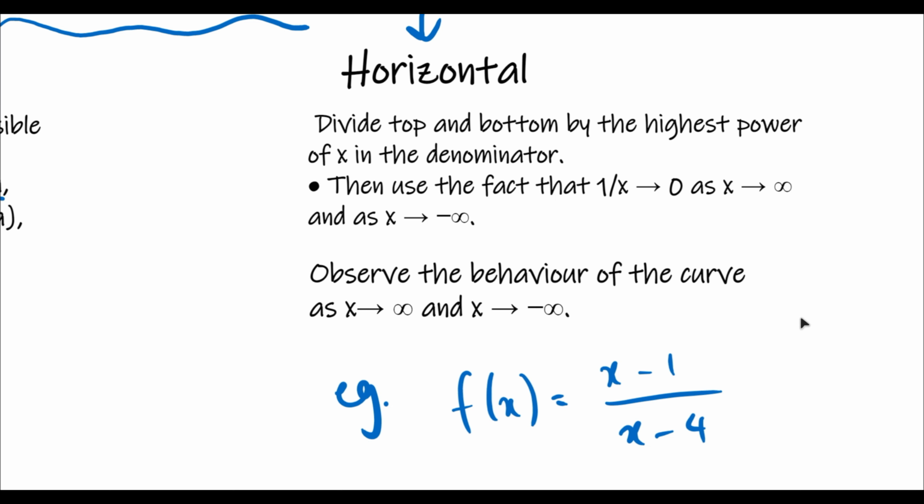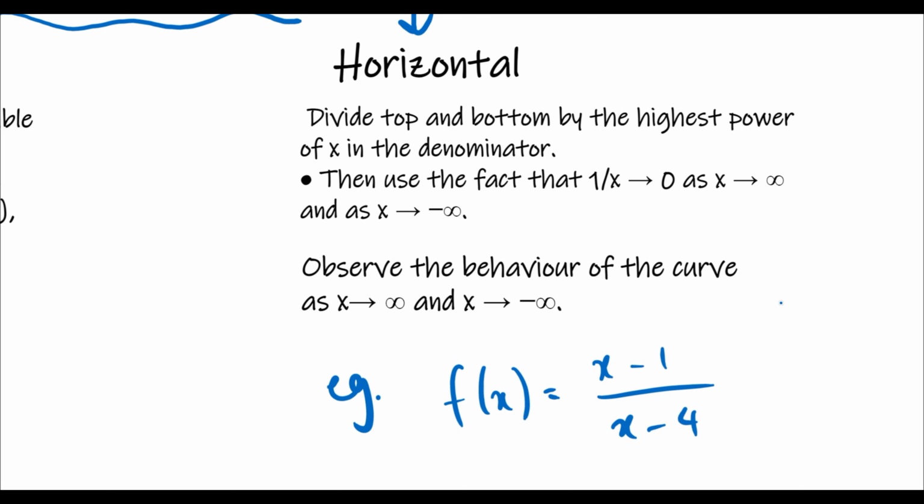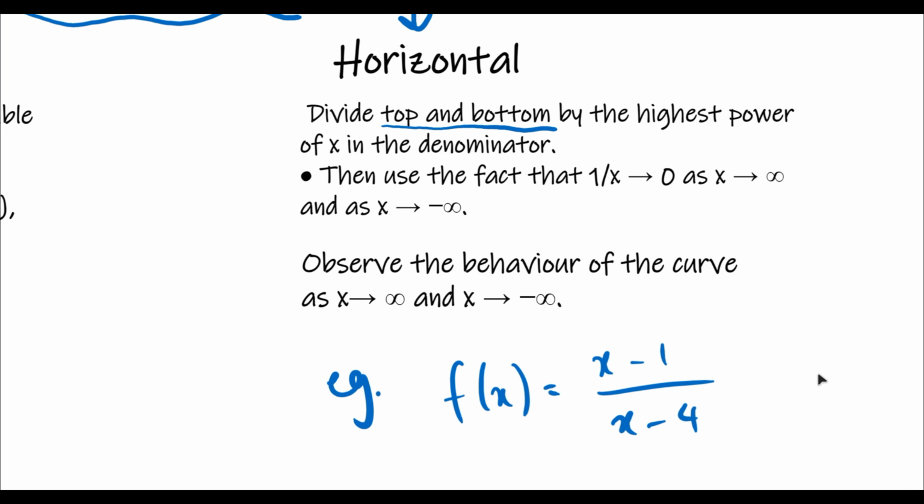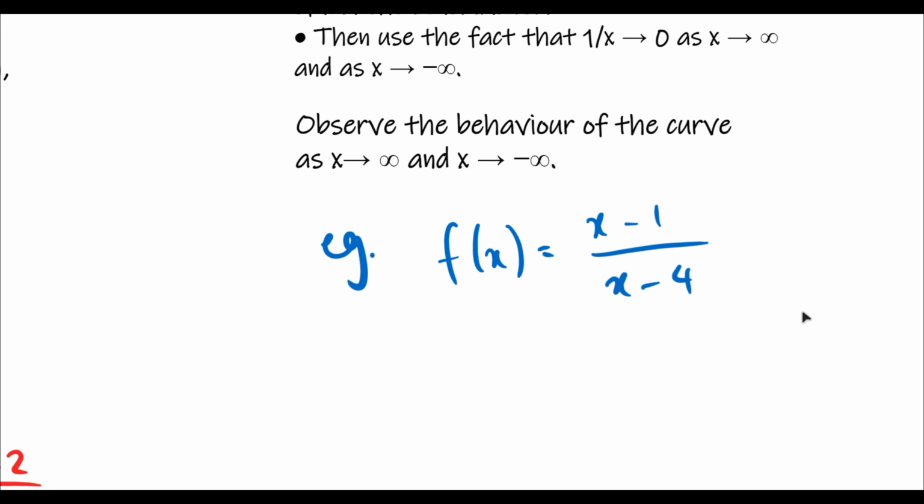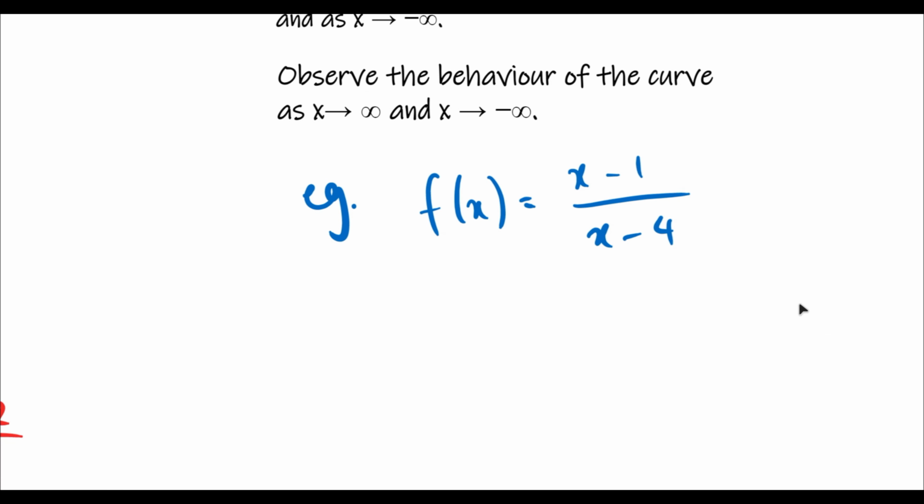Now let's look at how to find a horizontal asymptote. So you want to divide the top and the bottom by the highest power of x in the denominator. And we use the fact that 1 over x approaches 0 as x approaches infinity and as x approaches negative infinity. So similar to the idea that we utilized in the previous example. And then we also want to observe the behavior of the curve as x approaches infinity and negative infinity.